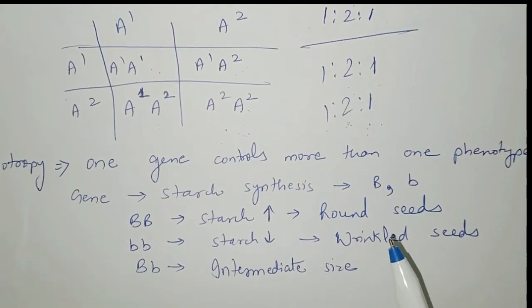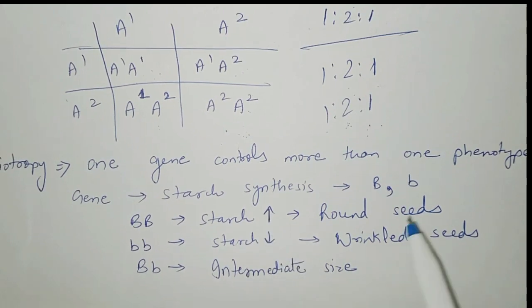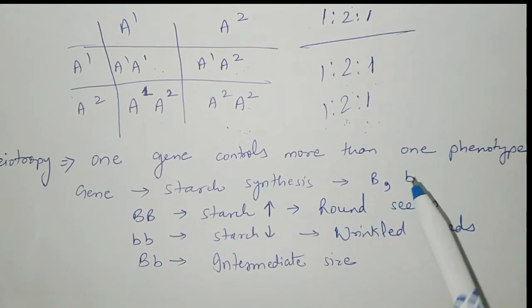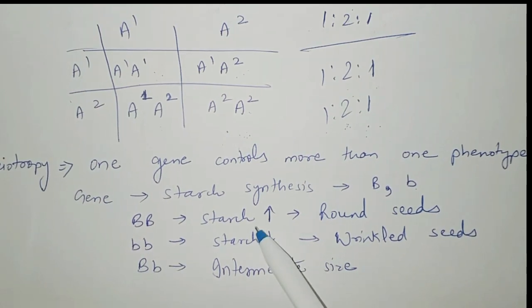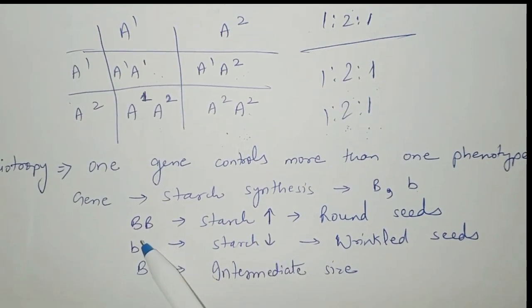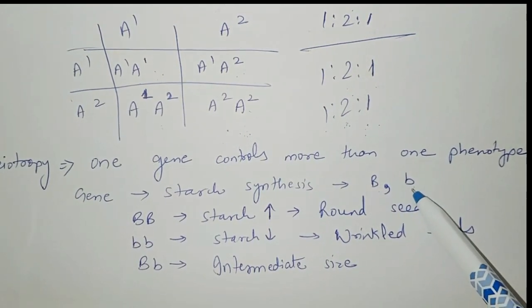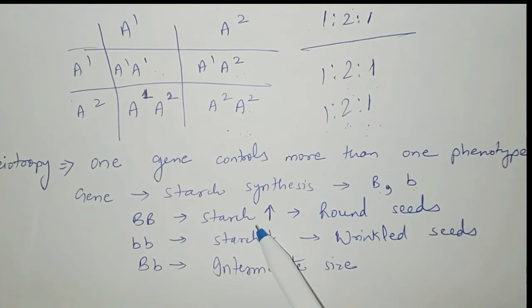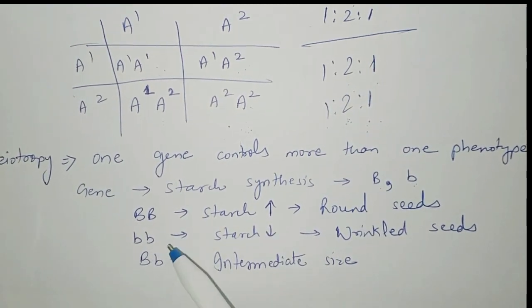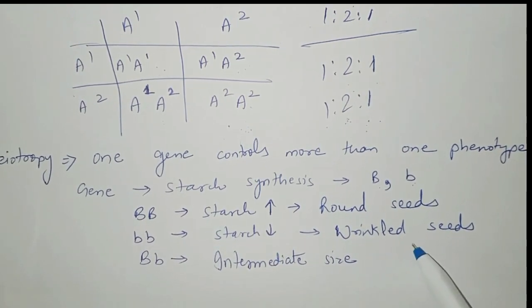The example which is given in NCERT is a gene that is responsible for starch synthesis in case of seeds, and that gene has alleles capital B and small b. The homozygous individuals, that is capital B capital B, have a good amount of starch production because there are two alleles which help in production of starch, as capital B helps in production and small b cannot produce starch. So these individuals have round seeds and good starch production. Small b small b individuals have less starch production, that is no starch production, and these seeds are wrinkled.